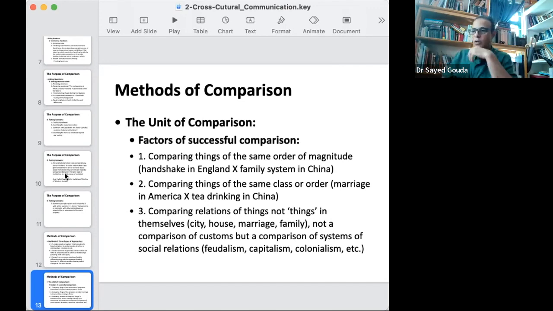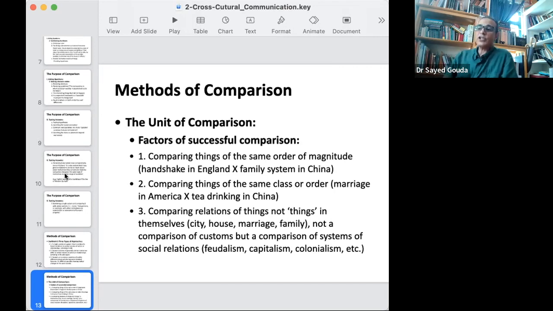They don't match, okay? The other thing is to compare things of the same class, or same order. That's why we cannot compare marriage in America, for example, and tea drinking in China. They don't belong to the same family. They are completely different in nature. We cannot make this comparison. That's why when we make any comparison, we need to make sure that the unit of comparison, unit here meaning the object we use for our comparison, they have to match. There must be some connection between these two things. They belong to the same family, for example, and so on.